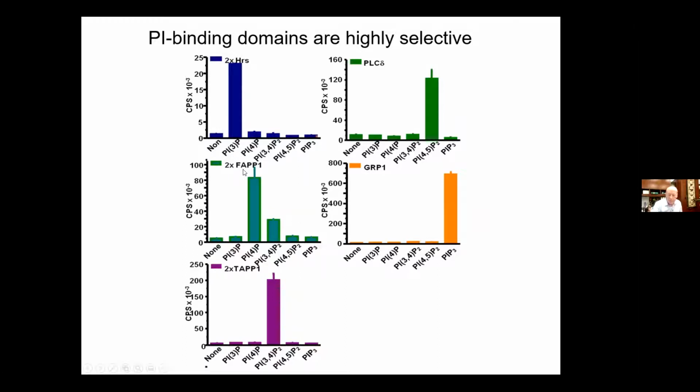Now, the tandem binding domains from FAPP1 are slightly less selective for PI4P. They also cross-react with PI3,4P2, but because we have a very good probe for PI3,4P2, which is quite a rare lipid as compared to PI4P, we can always sort out how much of the binding is due to this rare lipid.